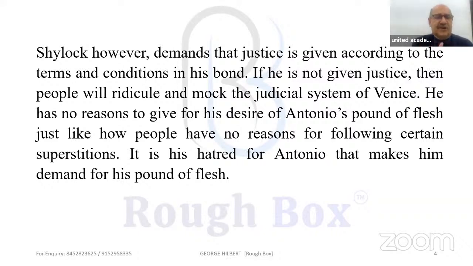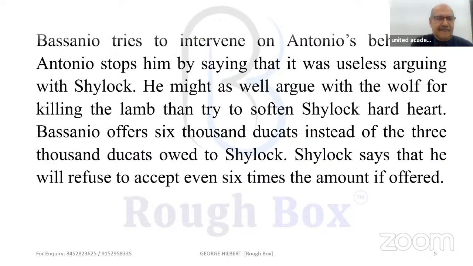When I talk about superstitions, we have people who, when a cat crosses their path, or no cutting nails on Saturday. These are all examples of superstition. If you ask them why they do it, they don't have a proper reason. So Shylock says in much the same way, he also has no proper reason as to why he wants Antonio's pound of flesh. All he knows is he hates him, and because of his hatred, he wants it.